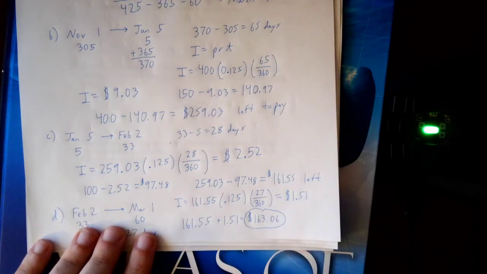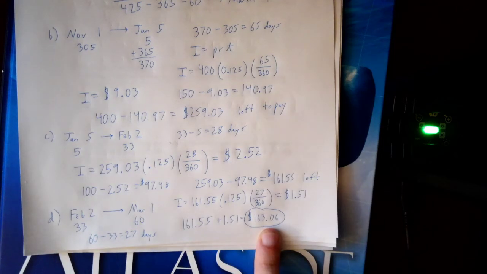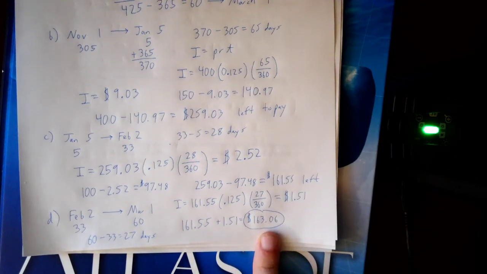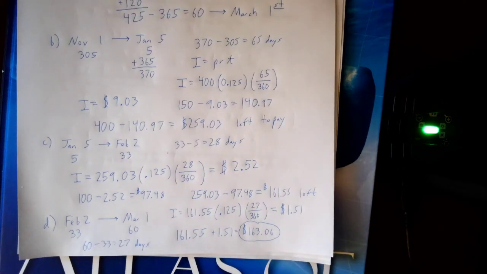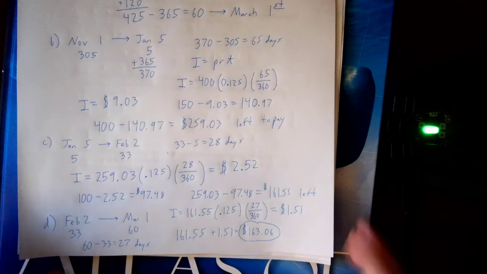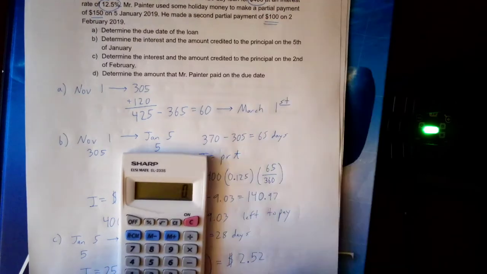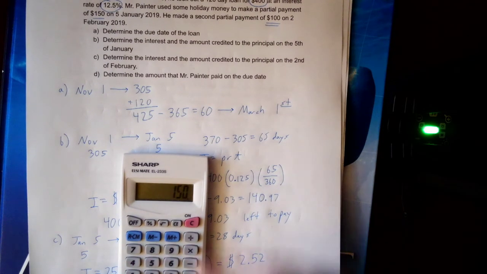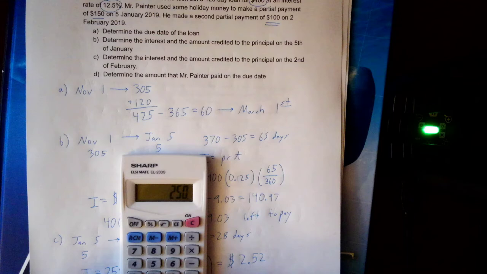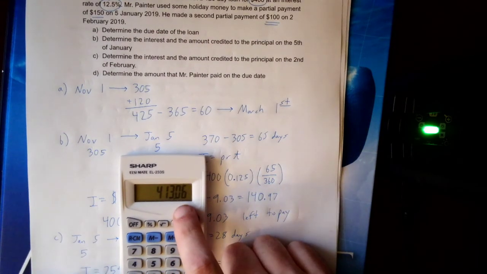So the total amount due at the end of my loan is now only $163.06. So on the last day of my loan, I pay $163.06. So how much total did I pay? Well, let's check it out. We paid $100 plus $150 plus $163.06. I paid $413.06, right?